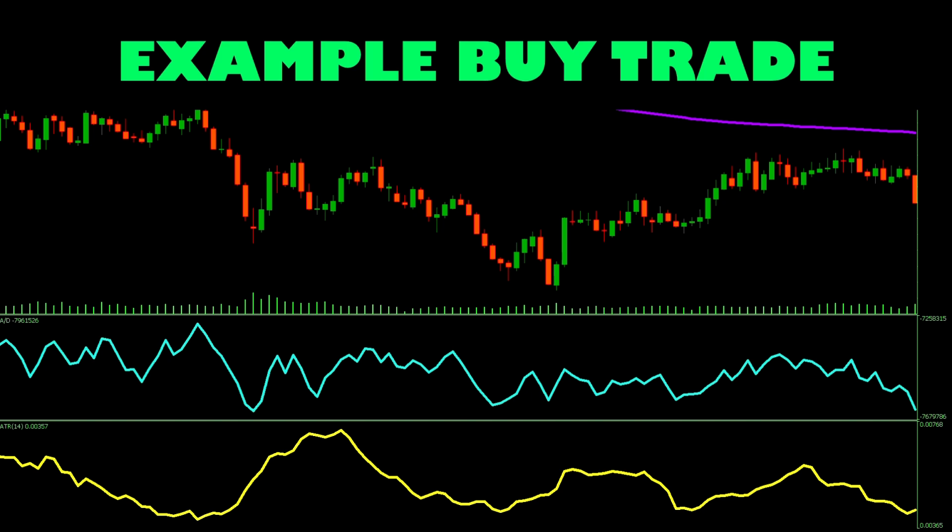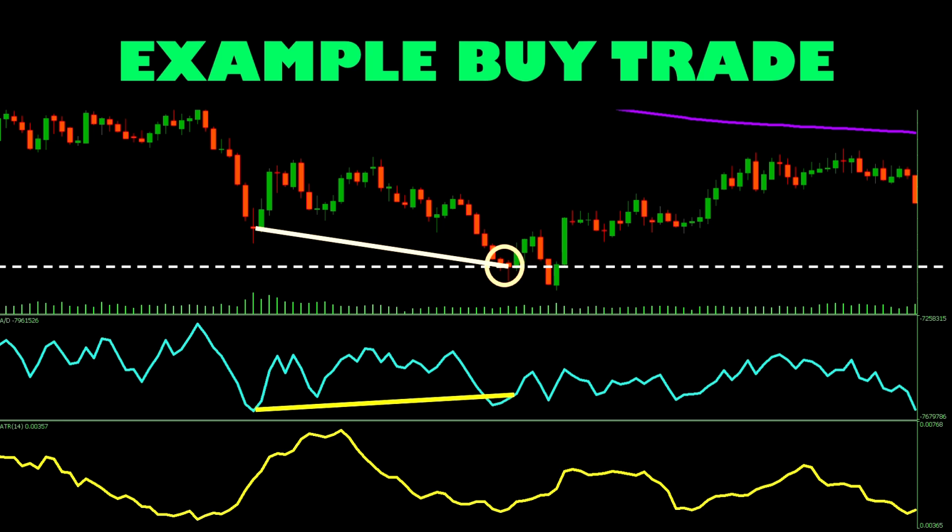Now back to our buy trade example from previously. Again, there's the divergence we found between price and the AD, with that ring being the entry candle for us. It's a reversal candle here as well, so we're on double the risk for this trade also. Bullish divergence, bullish reversal candle. What more could we ask for? So our entry price is on the white dotted line.